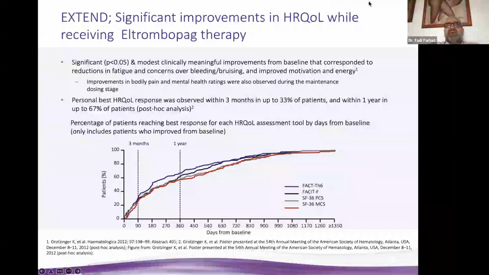And we can see that there was a significant improvement in the health-related quality of life when receiving eltrombopag, which is also fascinating because we might have many young patients, active patients. So we have to take a look at the quality of life. And remember, again, these are students, university students, or functioning people. And by different scales, by different types of questionnaires, we have an improvement in the quality of life.